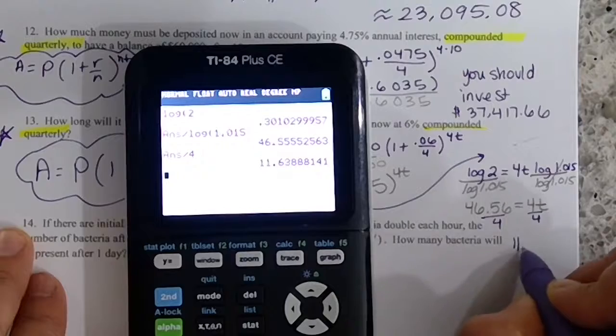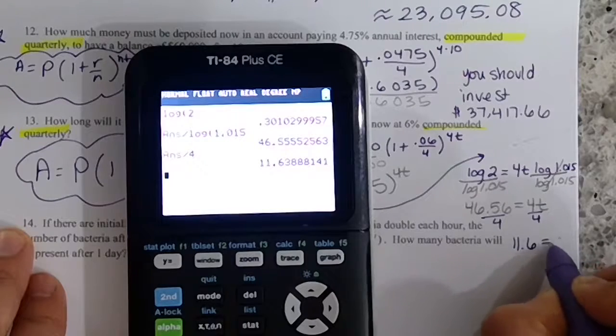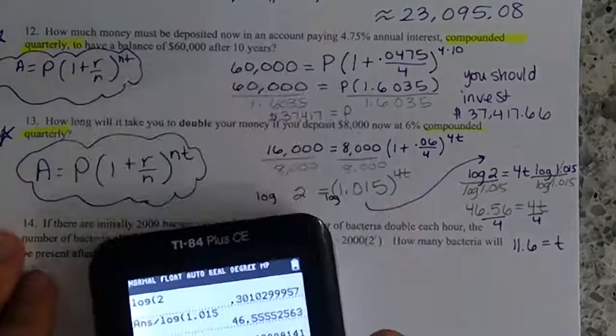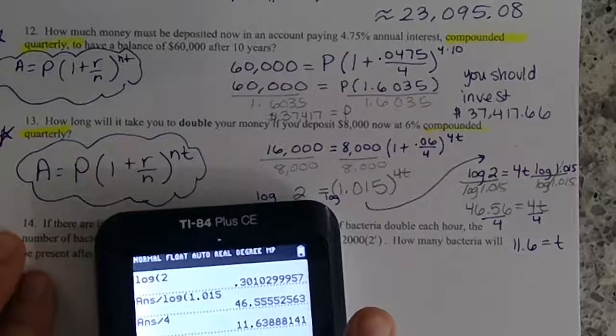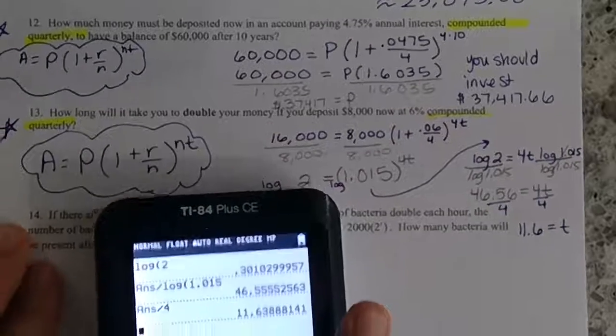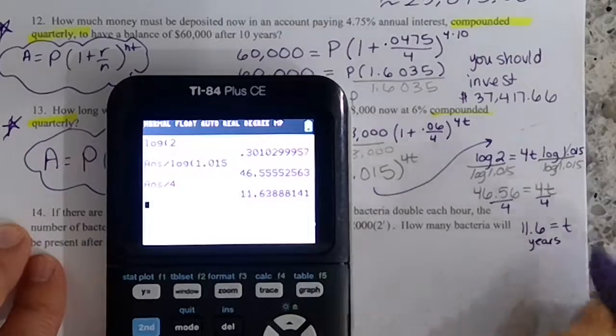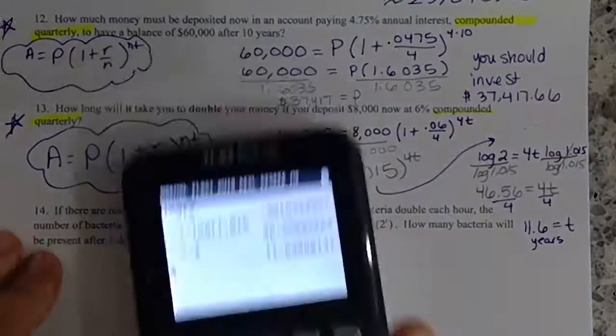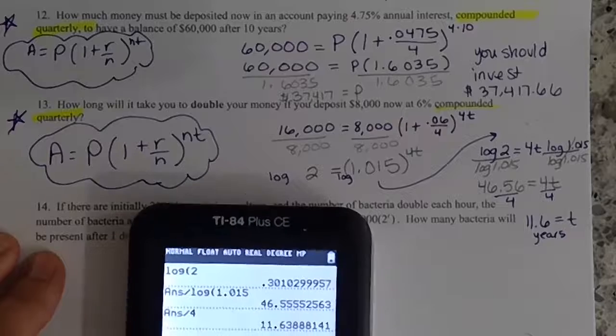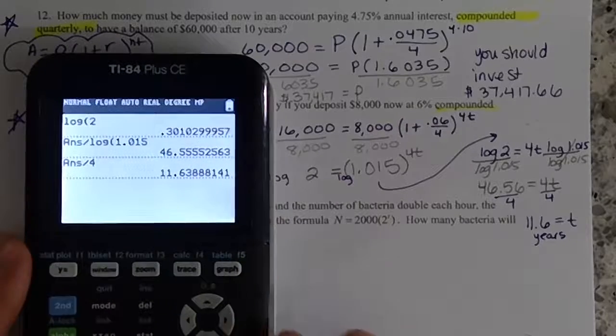So 11.6. And we should label this: it is years. Okay. And then again, you could plug this back in to check your answer to make sure that you were right. So let me plug it in and see.